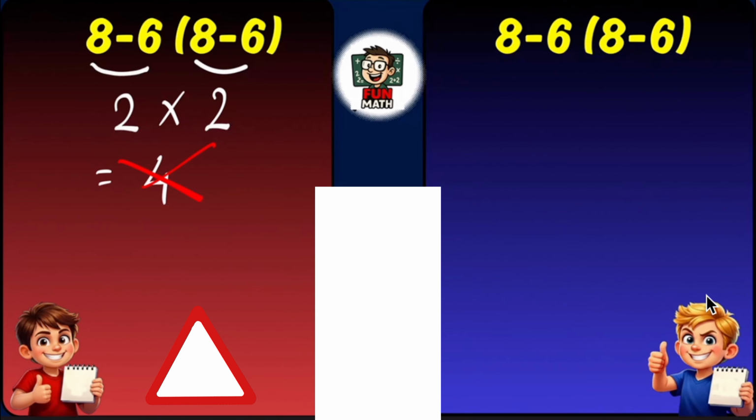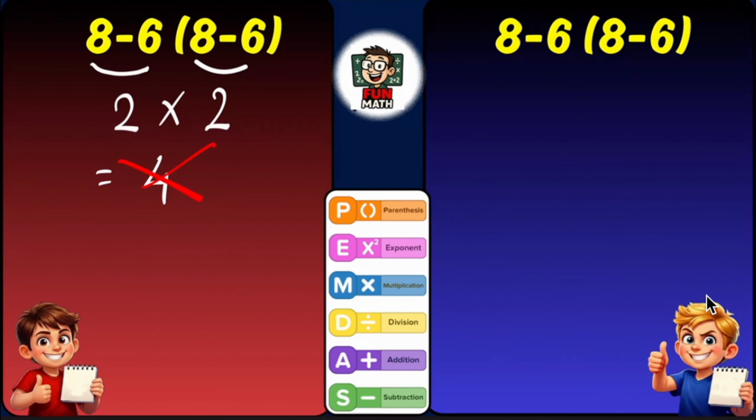Because when solving the problem, we should have paid attention to the order of operations. The order of operations is coded as PEMDAS. P stands for parentheses, E stands for exponent, M stands for multiplication, D stands for division, A stands for addition, S stands for subtraction. Here we have another rule.